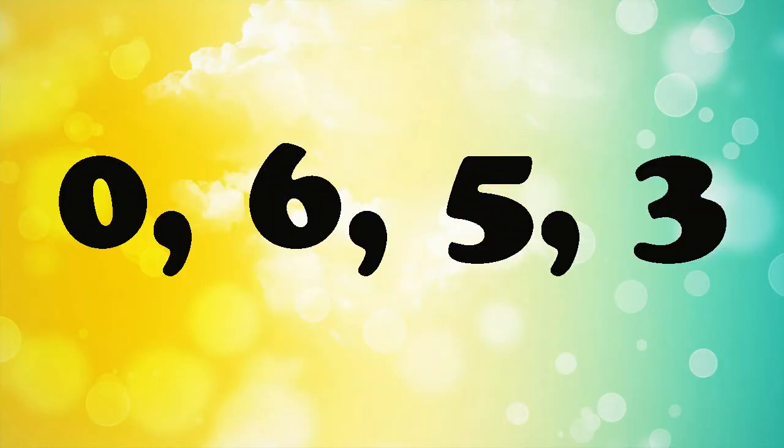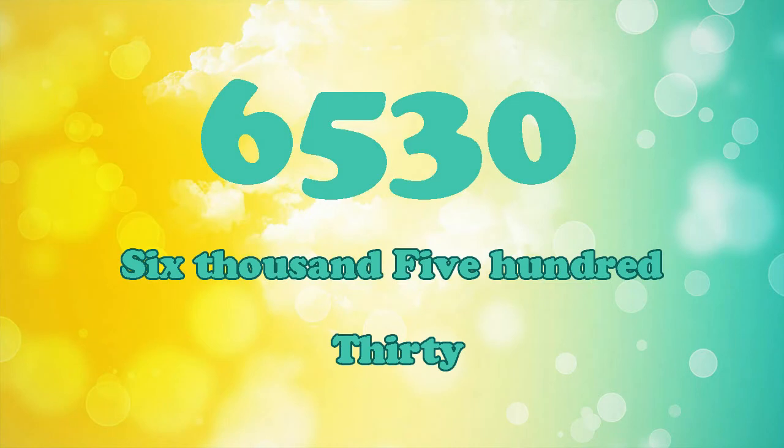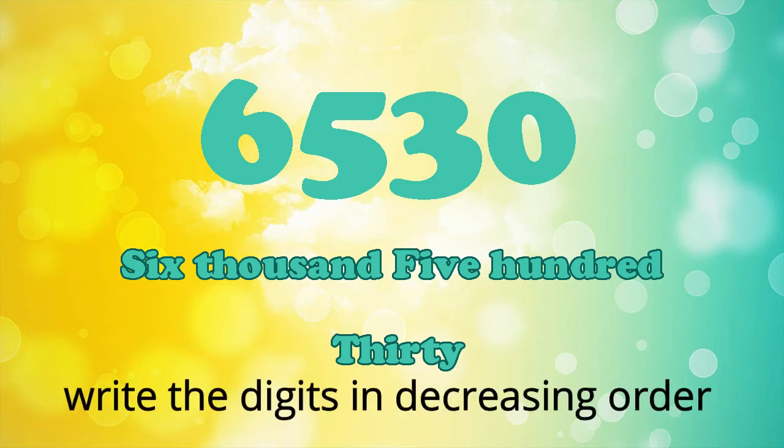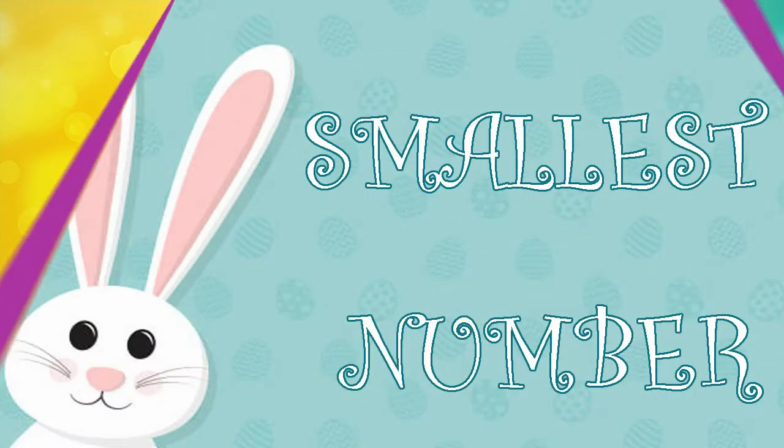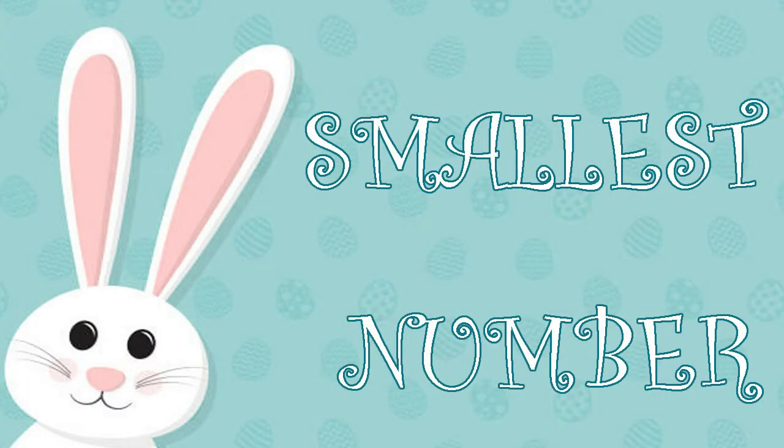Second example, 0, 6, 5, 3. So here the greatest number first is 6, then 5, then 3, then 0. So when you get digits to make the greatest number, we can write in decreasing order or descending order. Now let's look into smallest numbers.